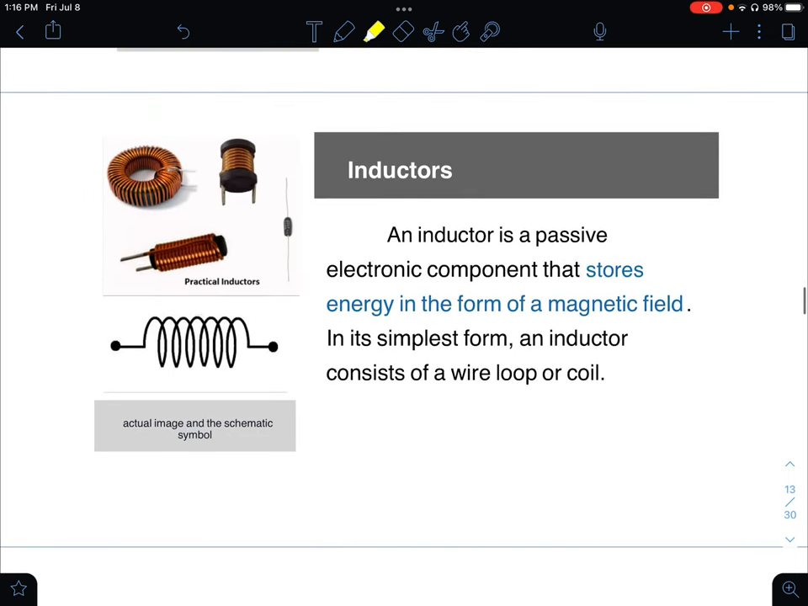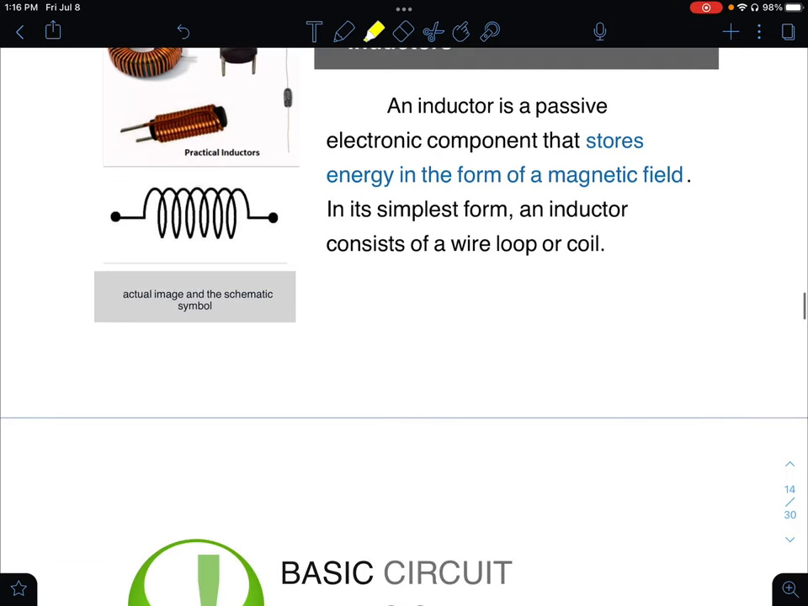We also have what we call inductors. Inductors are passive electronic components that store energy in the form of a magnetic field. If you watch videos of a coil with a light bulb on top of the coil that lights up, it's because they store energy in the form of a magnetic field. So in simplest form, an inductor consists of a wire loop or coil.